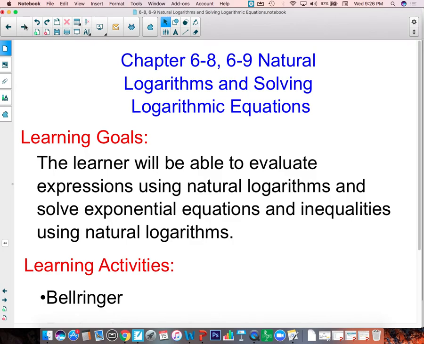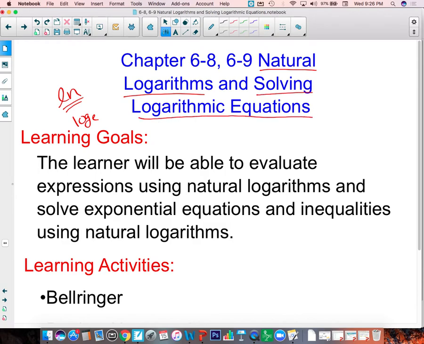All right, so 6, 8, 6, 9, doing natural logs and solving log equations. Really, we've kind of looked at these already. Okay, natural logs, that's that ln that I wrote yesterday, or I said it was log base e. Okay, and I'll show you what e is today. And then solving logarithmic equations, we've kind of been doing that the last 2 days already, so it shouldn't be very much of a new lesson.